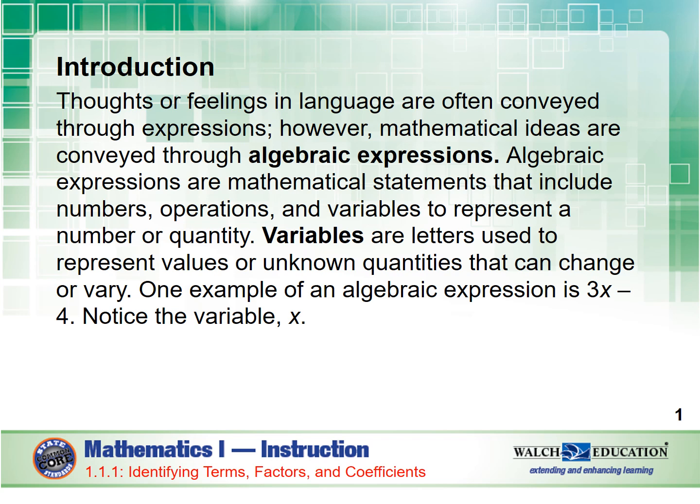So the introduction really goes over how thoughts and feelings and language are conveyed through expressions, right? But in math, those same kinds of ideas, mathematical ideas, are conveyed through algebraic expressions. And I know you guys have heard of expressions and equations before. An expression is something like 3x minus 4, which you see in the second to last sentence, whereas an equation would have an equal sign. So that's how you can remember the difference between the two. Expressions don't have an equal sign, as equations do.